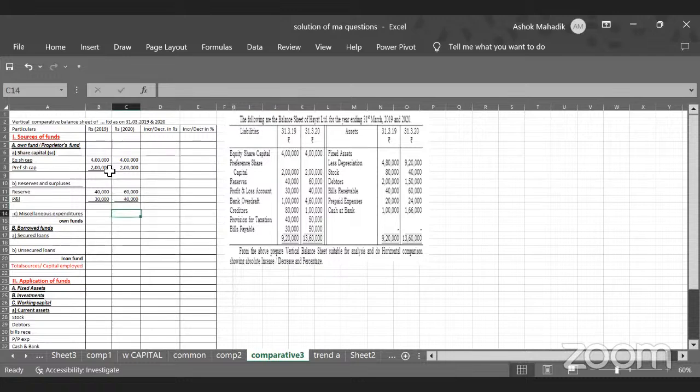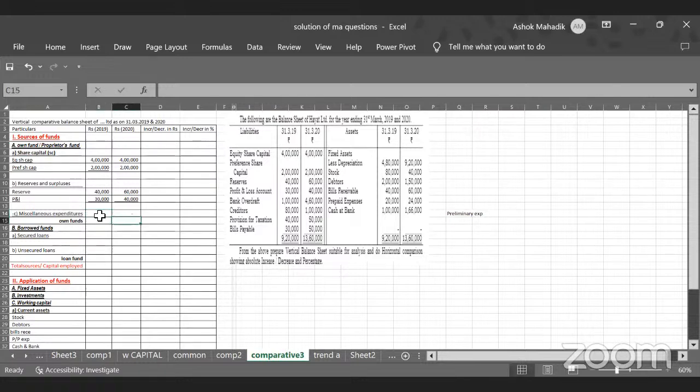Then miscellaneous. You have to subtract from own fund the miscellaneous expenditure. These items will appear on the asset side, below cash. There you can have items like preliminary expenses. This item may be there on the asset side. If it is there, you write it here. But now this is not there, so we'll write 0.